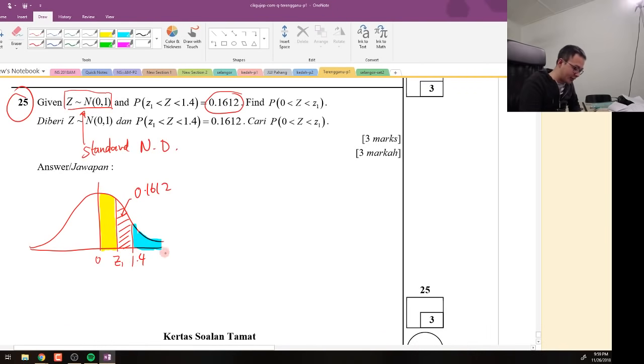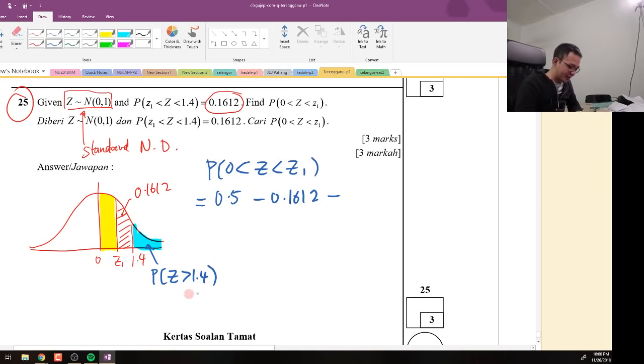So the half of the bell-shaped diagram is 0.5, right? Okay, in order to find the probability between 0 to Z1, sorry, this one should be Z1, it should be 0.5 minus 0.1612. And minus, what is the blue color one? If I label this one, it will be Z is bigger than 1.4, isn't it? So minus Z is bigger than 1.4, then I will use the Z value table to find what is the 1.4 here. So the Z value table will tell you it is 0.0808. Then I should be able to get the answer easily. 0.1612 minus 0.0808.